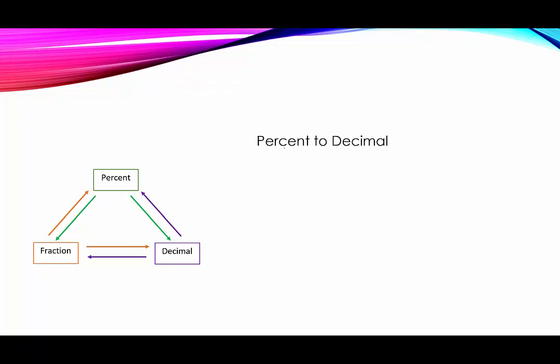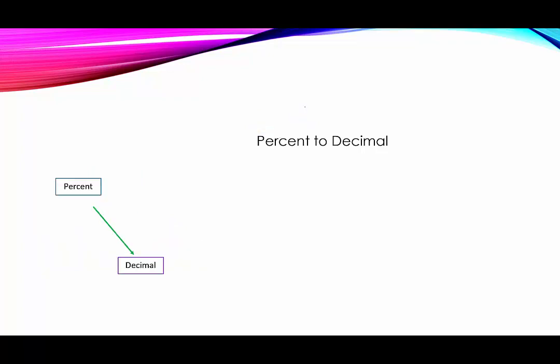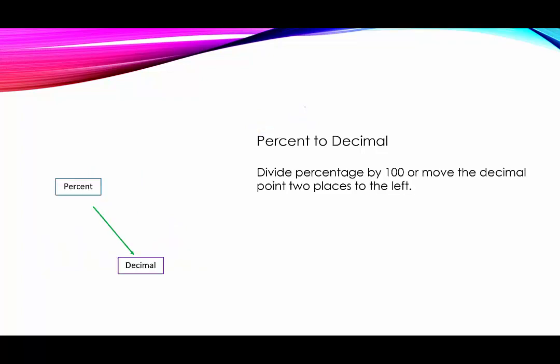Our first conversion will be from percent to decimal. Percent breaks up into per, meaning out of, and cent, a suffix that means 100. So anytime we're talking about a percent, it means out of 100. 40% is 40 out of 100. So how do we convert from a percent to a decimal?